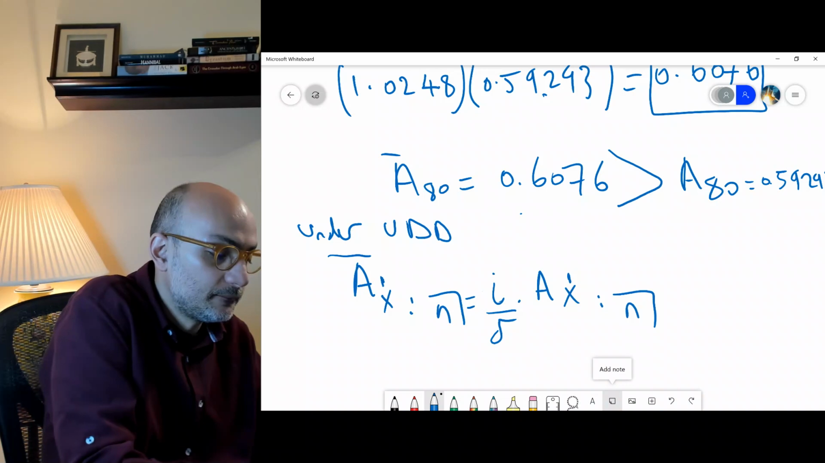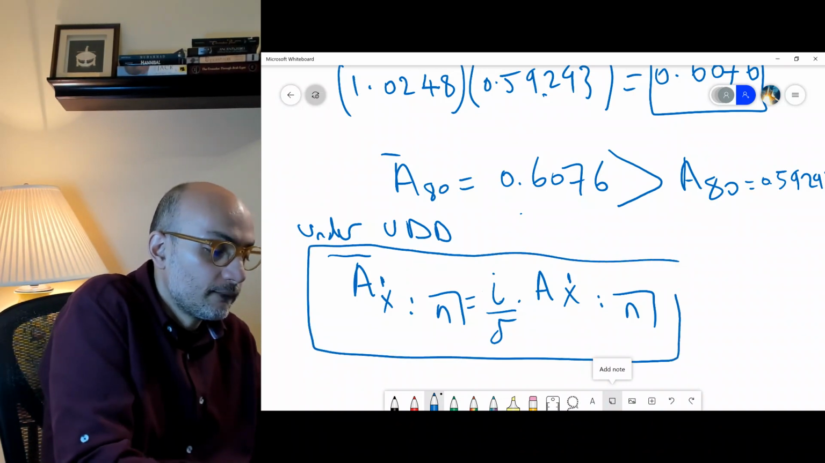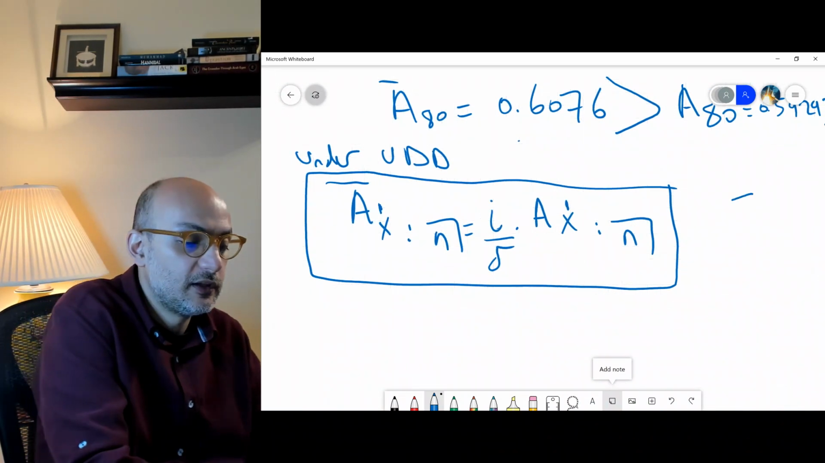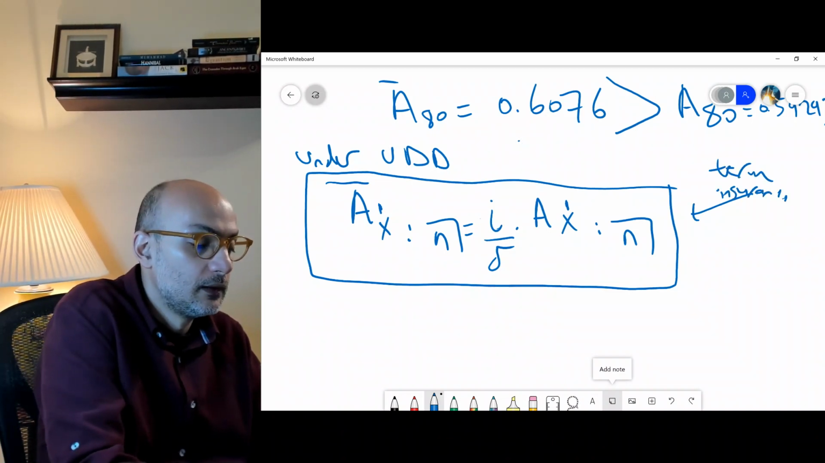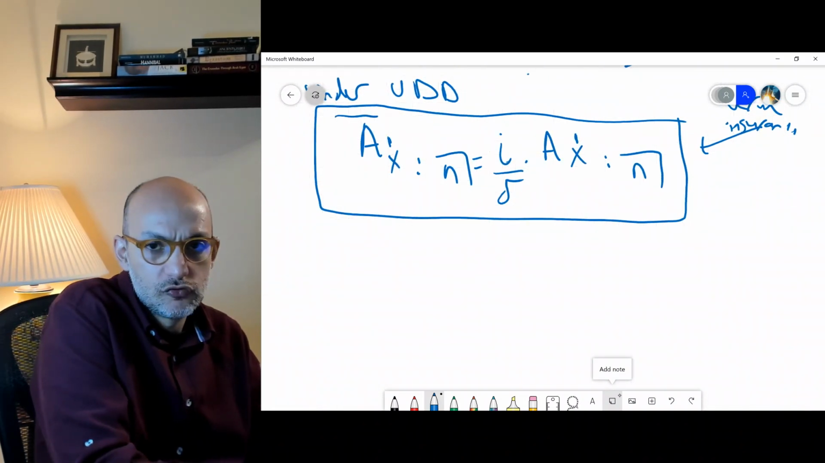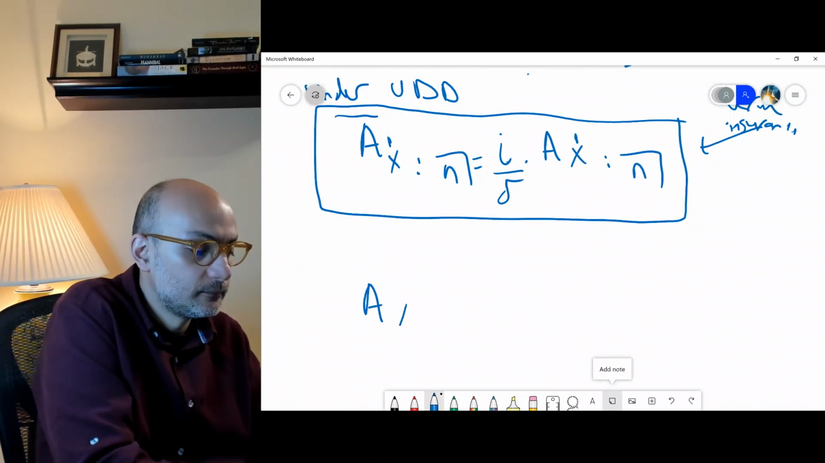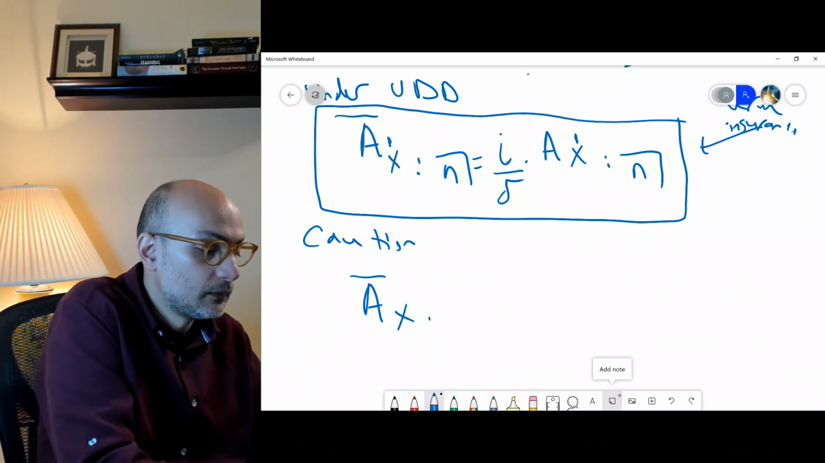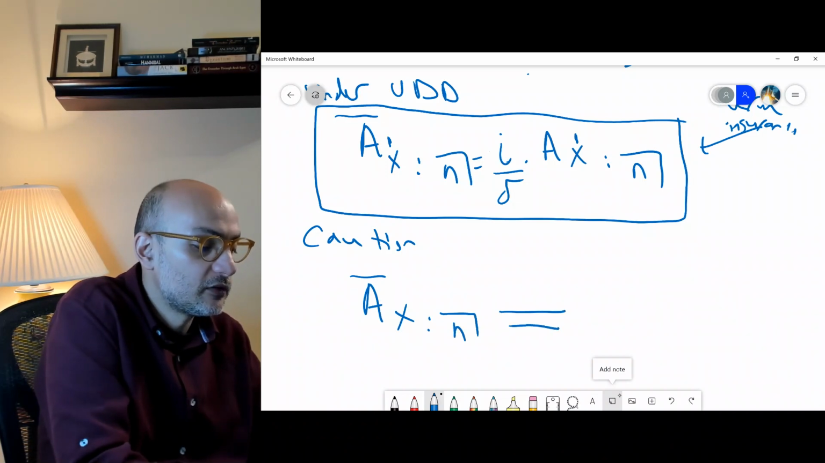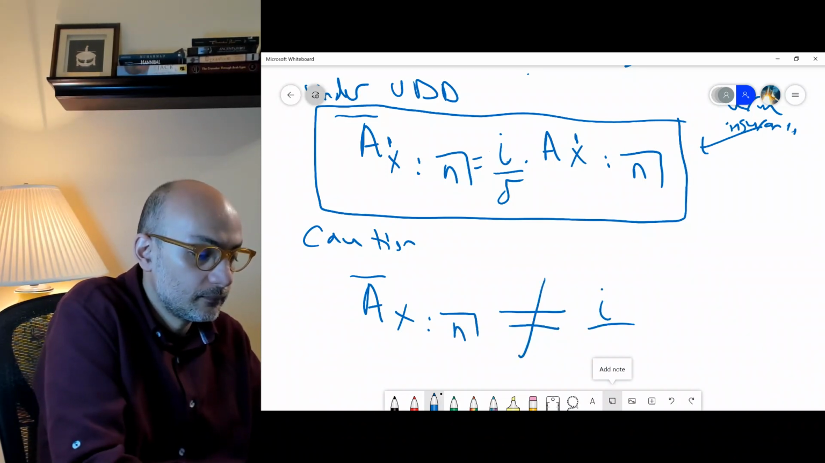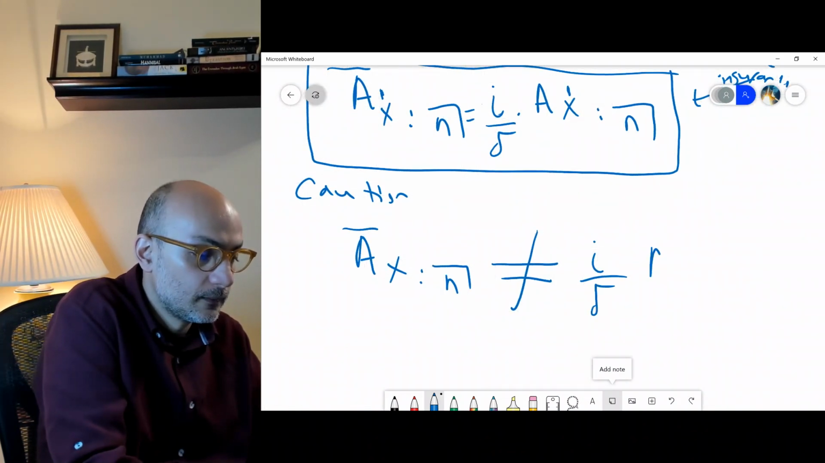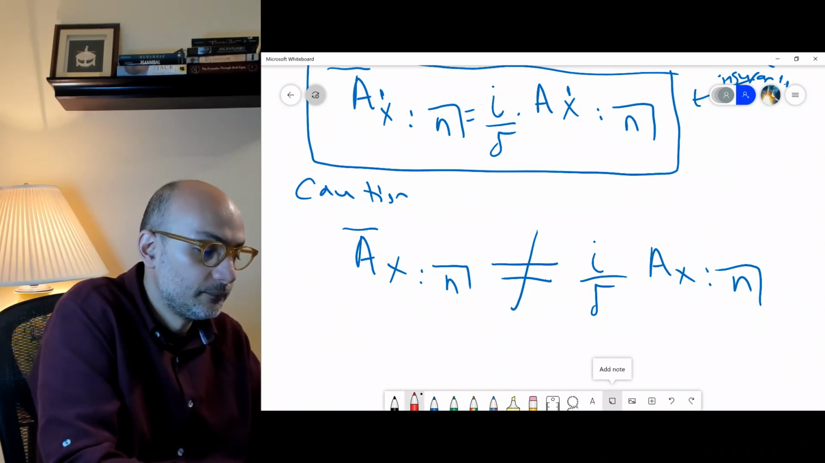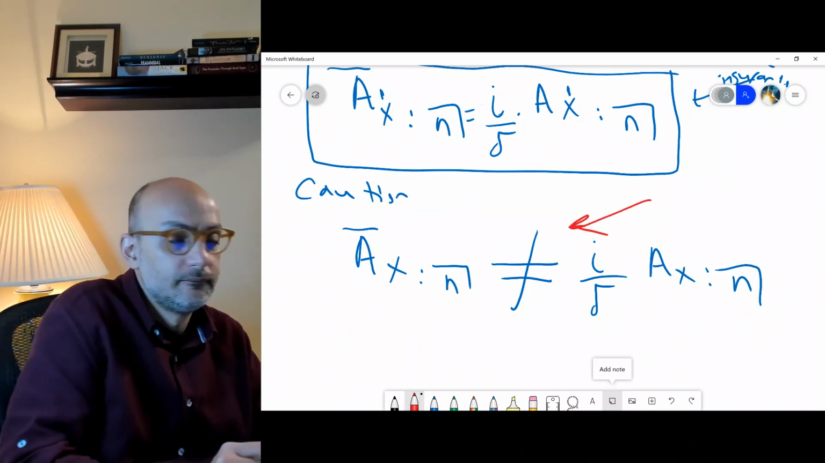I over delta. I want you to be careful here. This is the term insurance. But if you deal with endowment insurance, caution, let me put caution here. There is no 1 here. This is not equal to, it's not equal to. You need to be careful here, right?